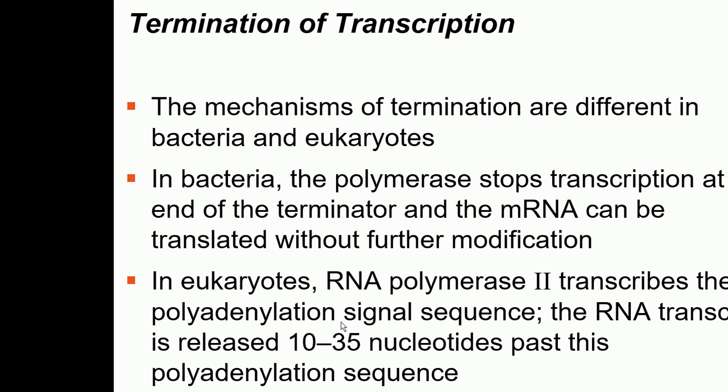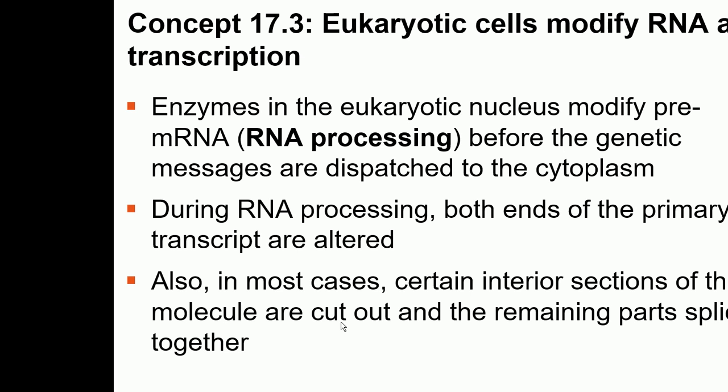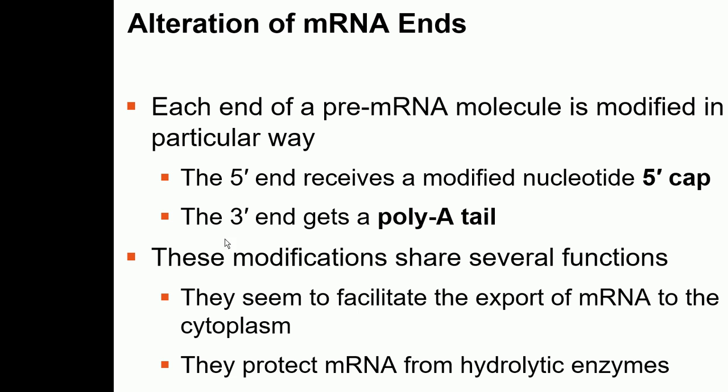Okay, as we said, processing also takes place in eukaryotic transcription. There are three steps in the processing. One is the addition of the poly A tail, which takes place at the 3' end, and there is also addition of a 5' cap on the 5' end. So mRNA has two ends, the 5' end and the 3' end. On the 3' end is addition of a poly A tail.